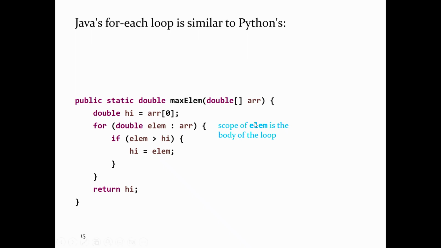Now it's a loop. When you have a loop, you have a body of the loop, so that has to be inside braces. And now if elem is greater than high, high becomes equal to elem. Return high, and away you go. So there is a for each loop in Java. It looks slightly different than the for each loop in Python.